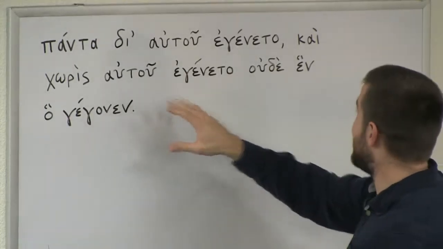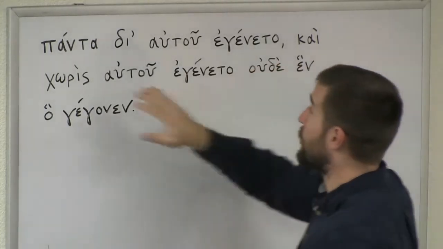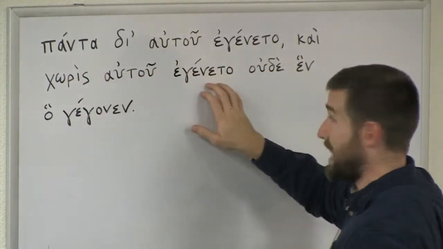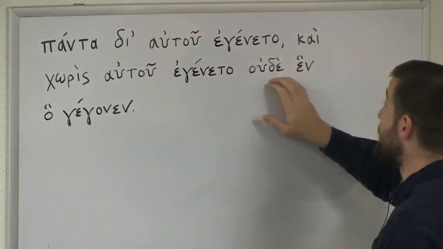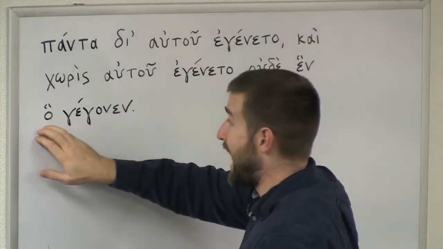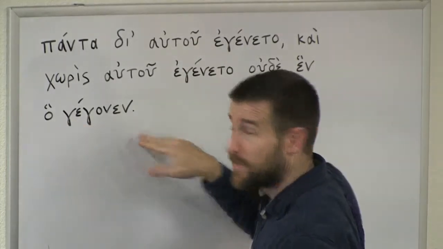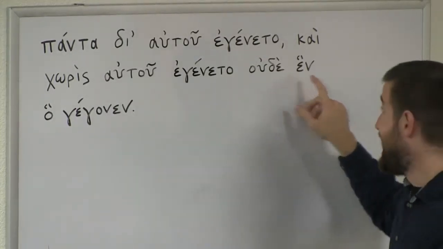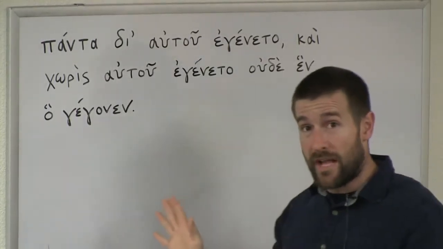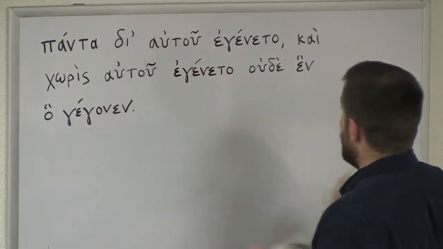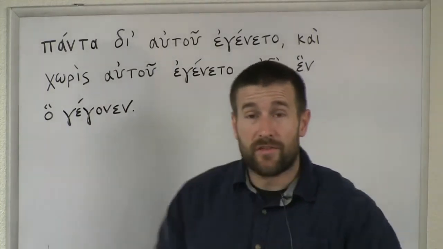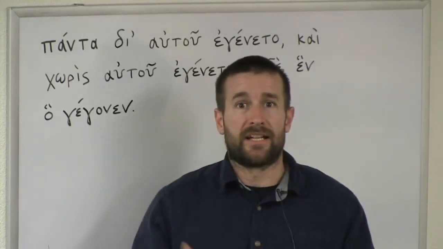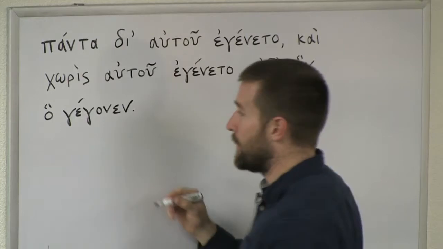So what this is saying is, kai choris autou egeneto, and without him was made not even one that was made. Let me explain that last part. Oude, not even. En, one, not even one. Now, the word en should remind you of the lesson on counting when we learned all the numbers and we said, you know, ena, dio, tria, tessera, pende. We counted through the numbers.